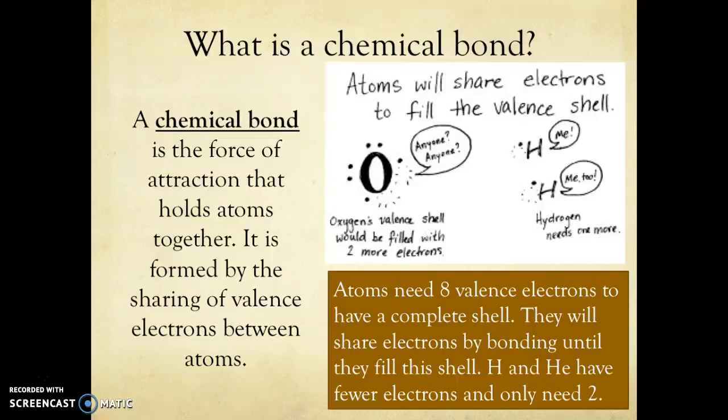Atoms need 8 valence electrons to have a complete shell, and they will basically try as hard as they can to get those 8 valence electrons. There are only 2 elements that do not follow this rule, and those are hydrogen and helium. That is because they are much smaller atoms, they have much fewer electrons, so they only need 2 to have a complete valence electron shell. And that's just because the atoms are so small they can't hold any more than that.